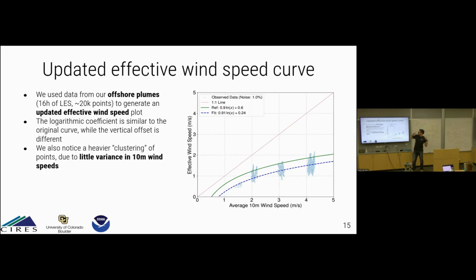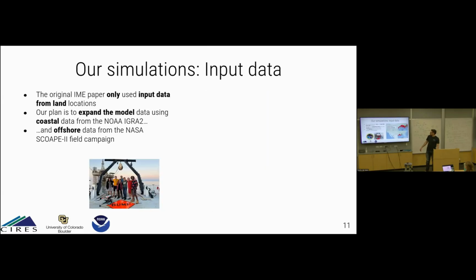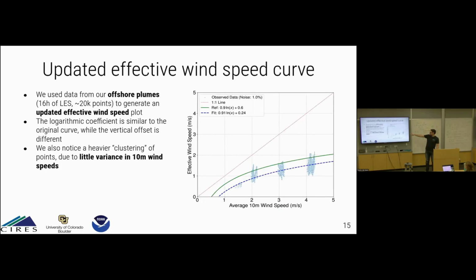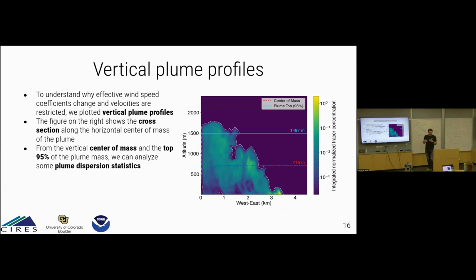And we can see that the logarithm coefficient here is pretty similar to the original IME method, but we saw some vertical offset that makes it different from the original study. And we also note heavier clustering of points. And I'm going to try to explain why this is the case compared to the original IME plots, which are more scattered out. And to explain that, I have plotted some vertical profiles of those plumes that we simulated.